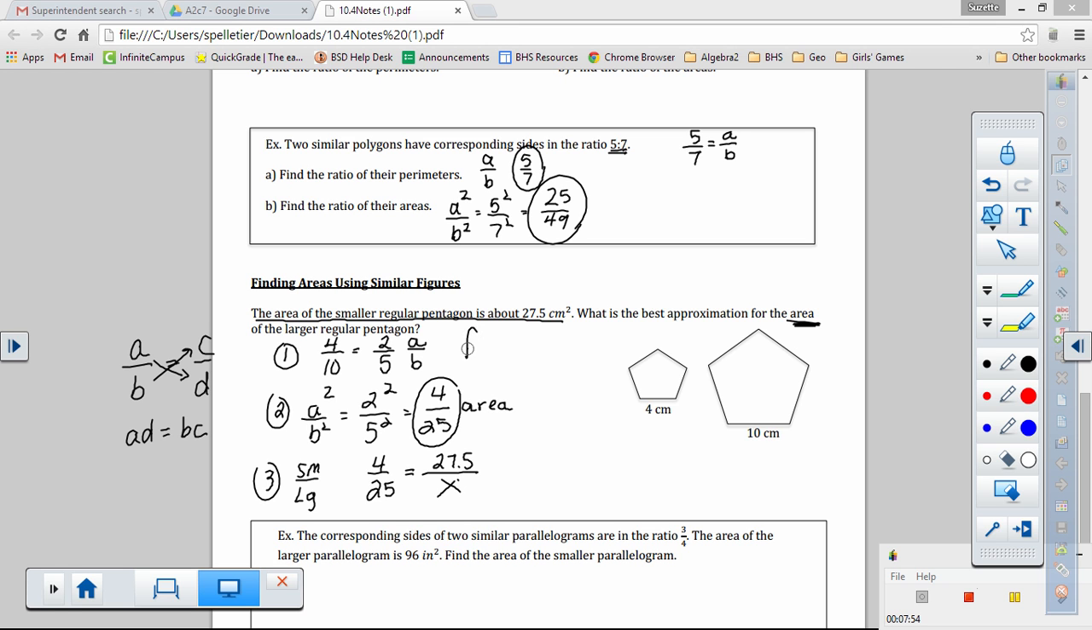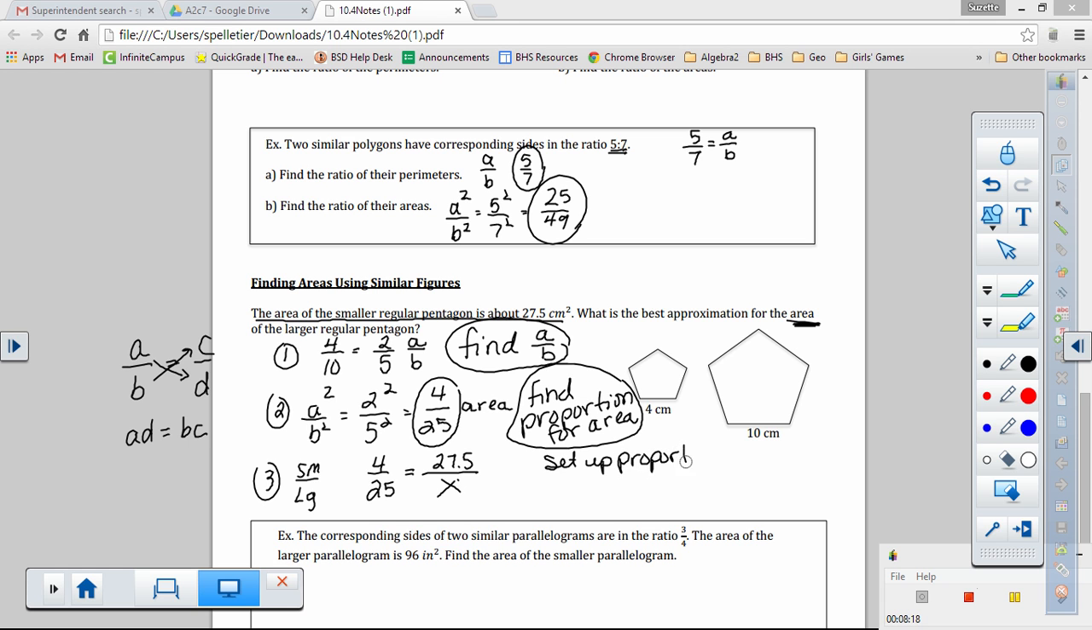So step 1, find a over b. Step 2, find the proportion for area. Right? So that's what we did in step 2. This is what we did in step 1. And step 3, set up the proportion and cross multiply. That's step 3. So there are our 3 steps.